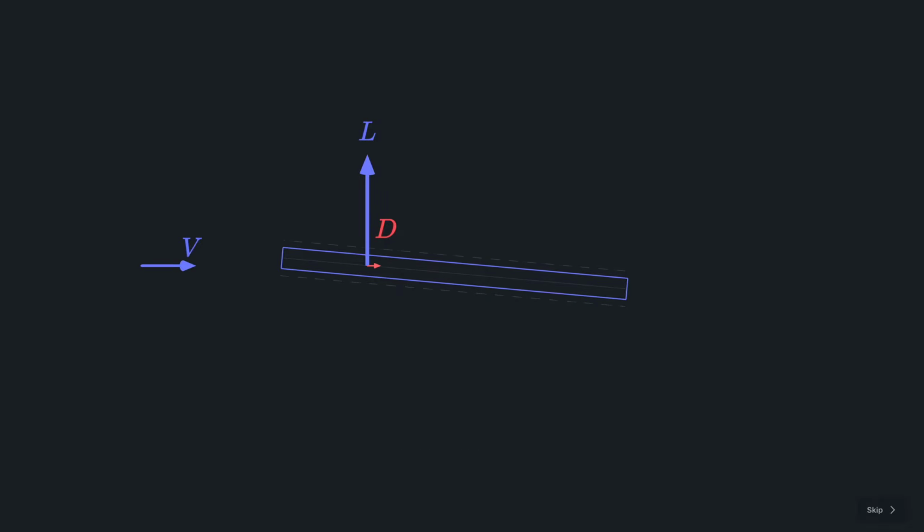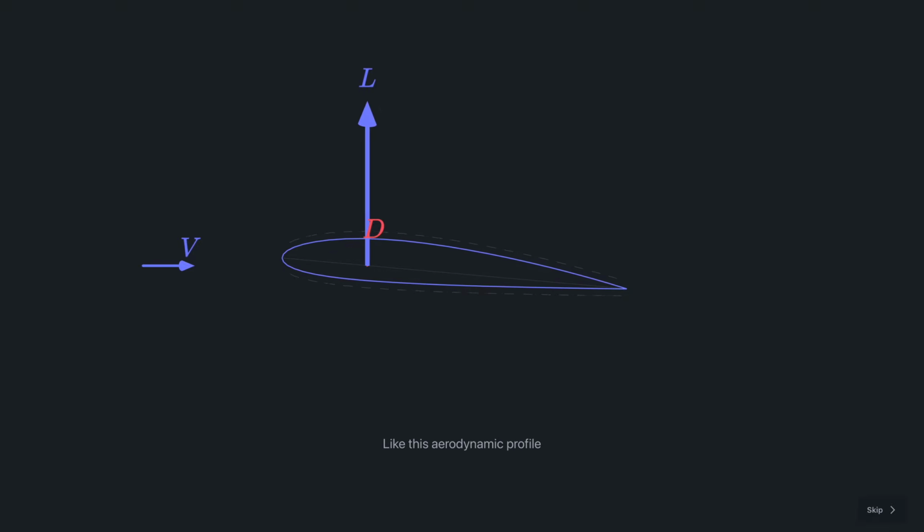But here is where things get exciting. There are better shapes out there. Take for instance this aerodynamic profile. Not only does it generate more lift, but does so with such minimal drag that we have to scale it tenfold, just to visualize the vector.